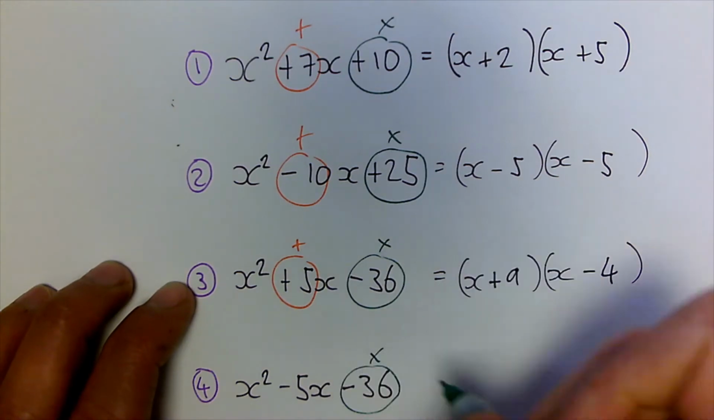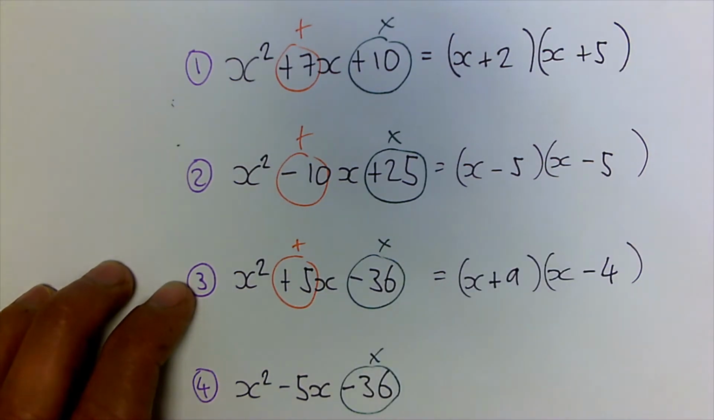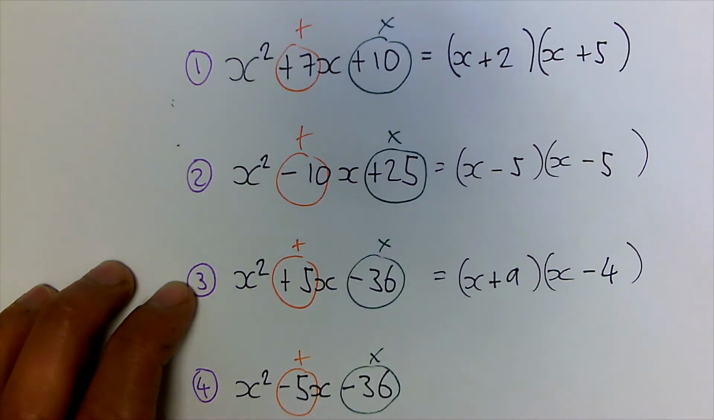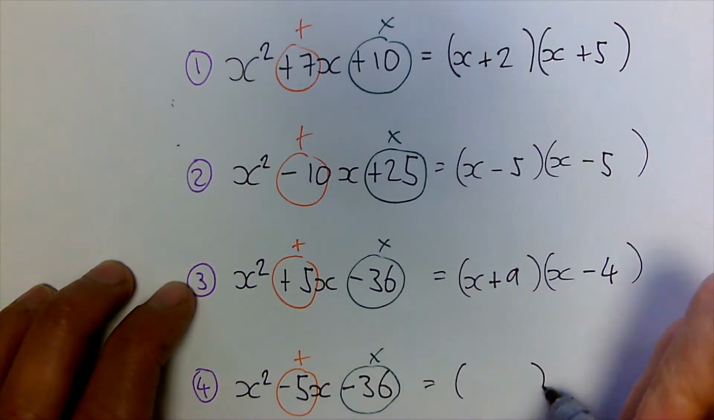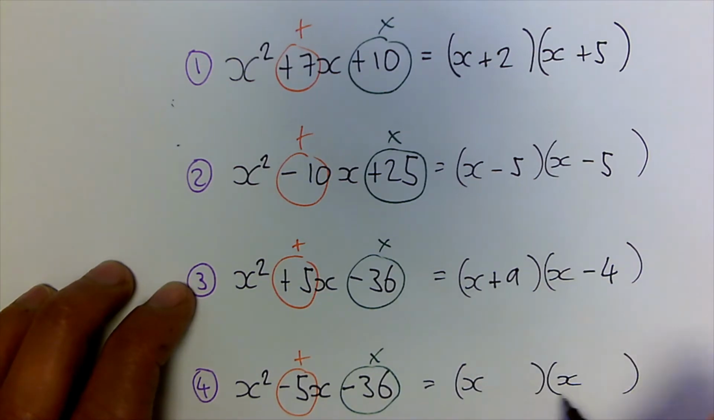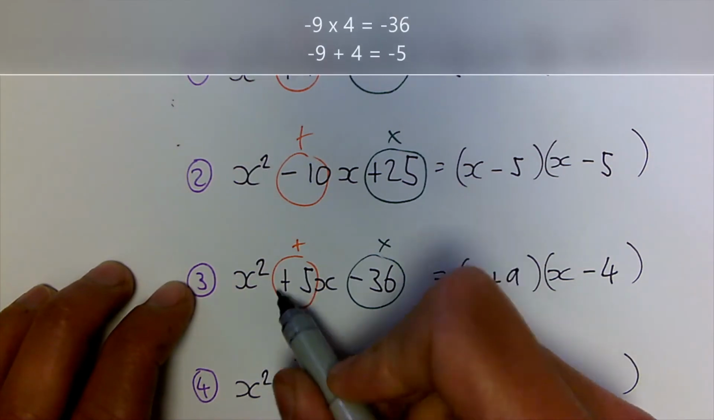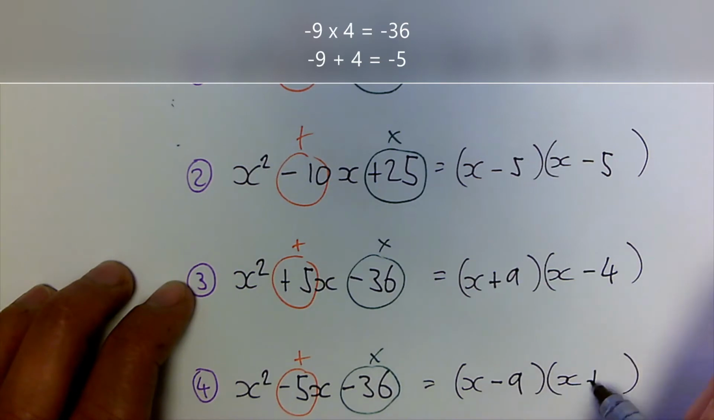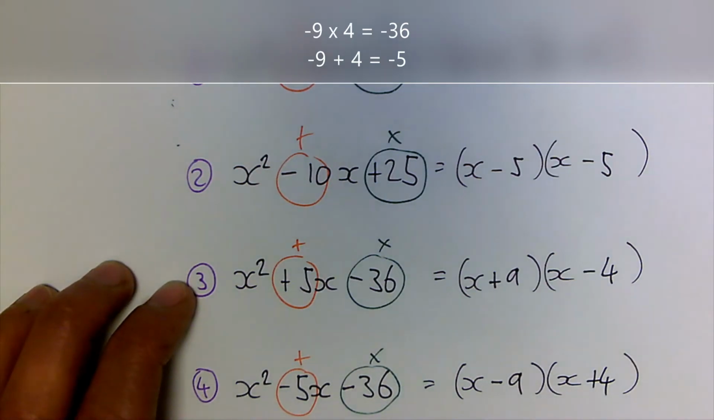Here, 2 numbers that multiply to get negative 36 but add to get negative 5, very similar to what we had in the previous one. We've still got our single x's because the product of x and x is x squared. This time instead of a positive 5 we've got a negative 5, so we're going to have negative 9 and positive 4.